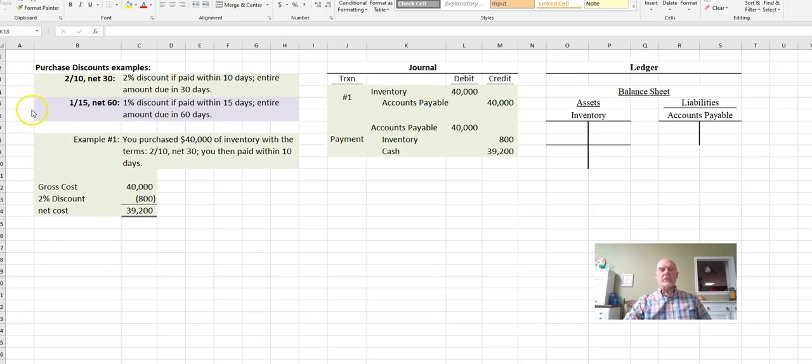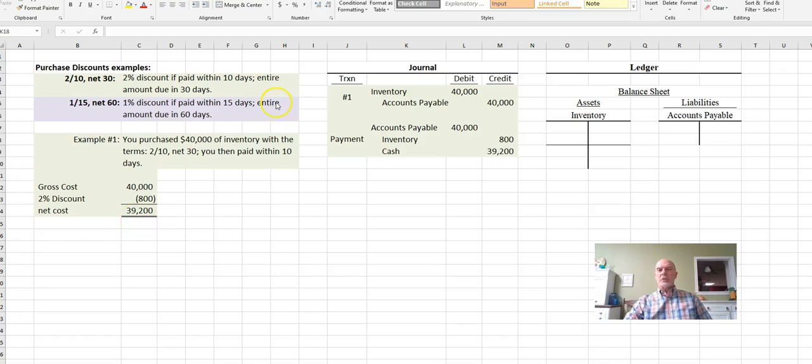So here's how we would deal with that. First of all, let's talk about how much the discount would be. Suppose we purchase $40,000 of inventory with the terms 2/10 net 30. As long as we pay within 10 days, we get to knock off 2%. 2% would be $800, and so we would end up only having to pay $39,200.